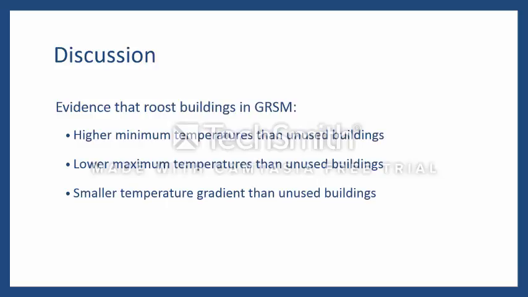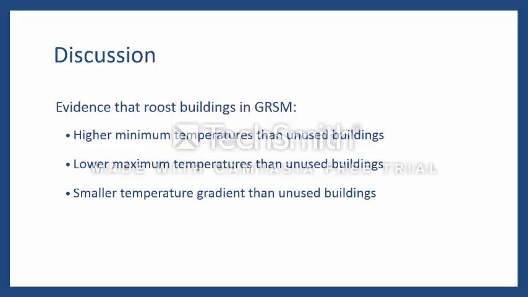So now to our roost versus non-roost buildings. We have evidence that roosts have higher minimum temperatures than unused buildings, so when they're at their coolest, they're not quite as cool as those unused buildings. And we can infer potentially that this could have some impact on bats in terms of energy savings and metabolic cost. We also have evidence that the roost buildings have a lower maximum temperature than unused buildings.